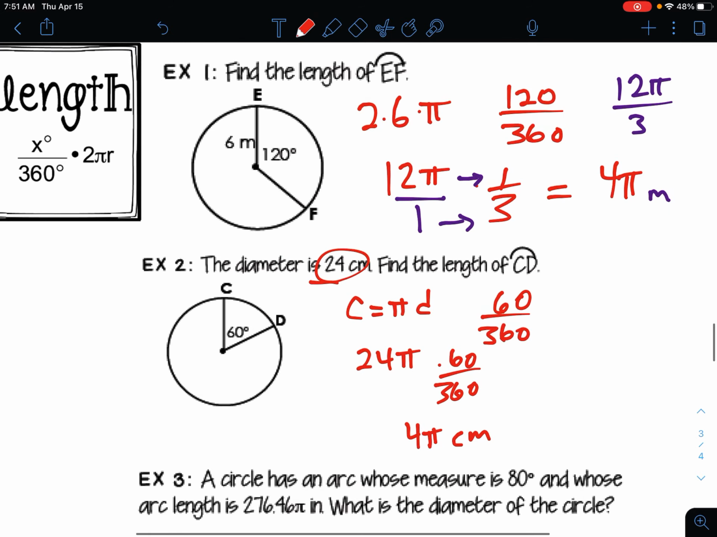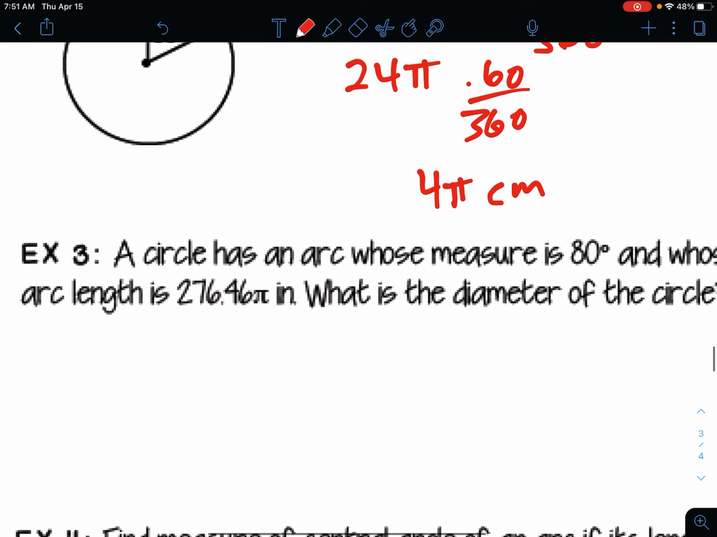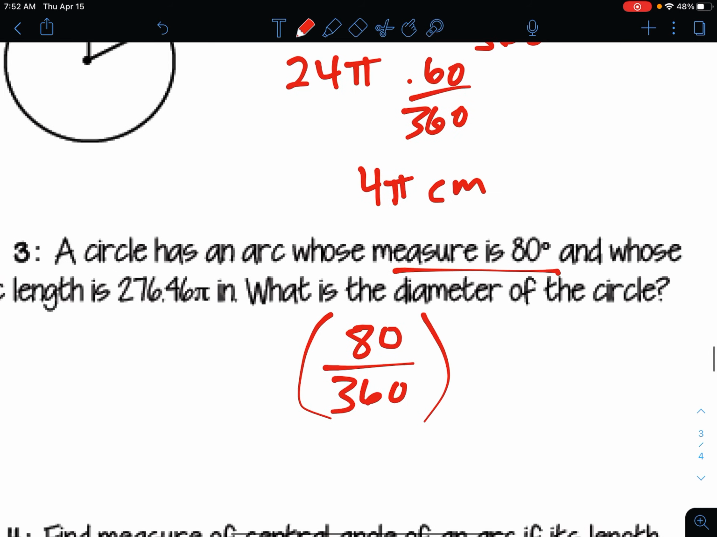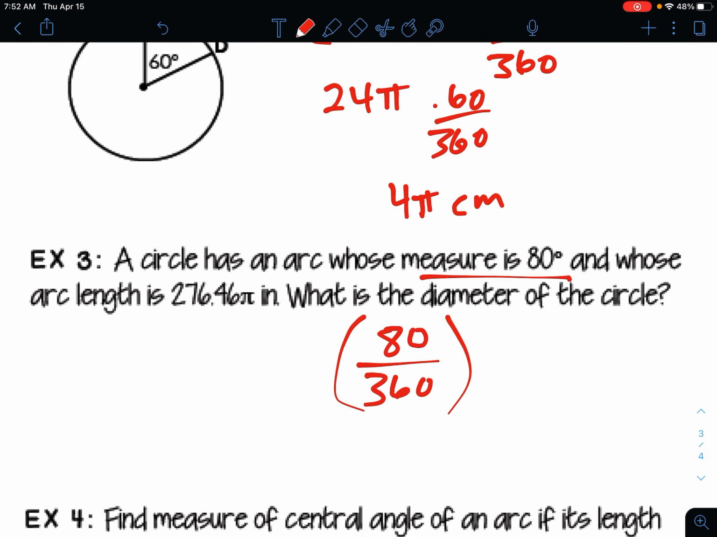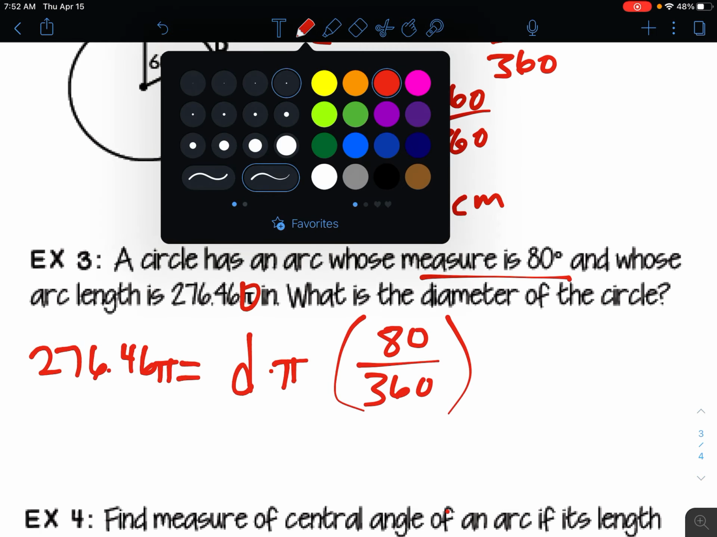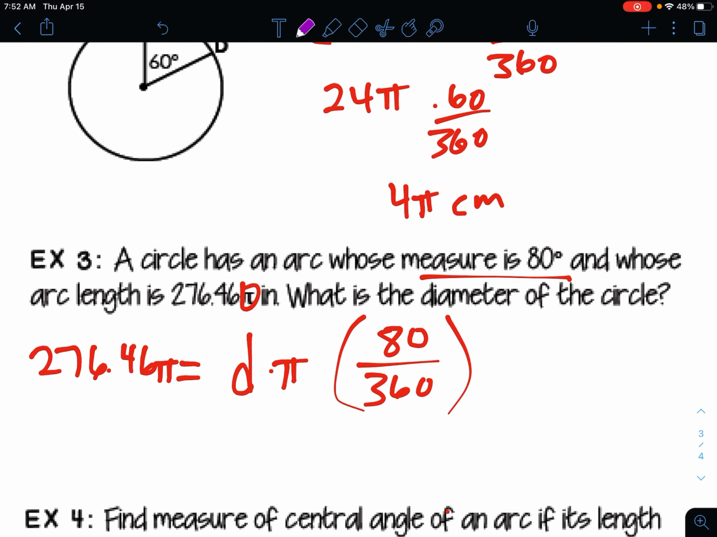Now we're going to see a circle has an arc of 80. So we got 80 over 360. They give us how much of the whole we want, and whose arc length is 276.46 pi. We want the diameter. Well, we know circumference is pi times the diameter. We're going to set that equal to 276.46. Oh, and don't forget about that pi. That pi is right there, okay? Now, we have to solve for d here. Well, good thing is there's pi on both sides.